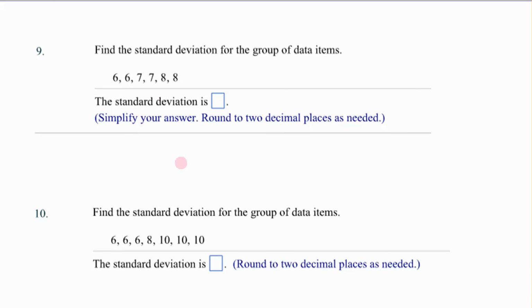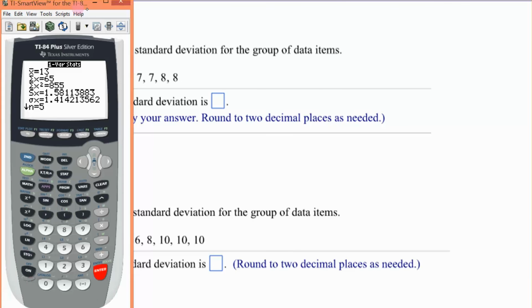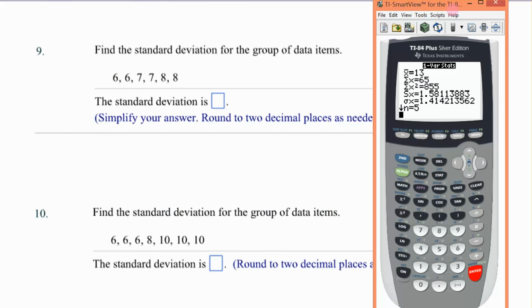All right, so here we go. Hopefully you'll feel pretty good about this process by the time you're through with several homework problems. Number 9, I am going to clear my home screen. I'm going to go to Stat, choose Edit, which is the first one. It has values in L1. I can type over them. 6, enter, 6, enter, 7, enter, 7, enter, 8, enter, 8, enter. This time I have 6 values in there.